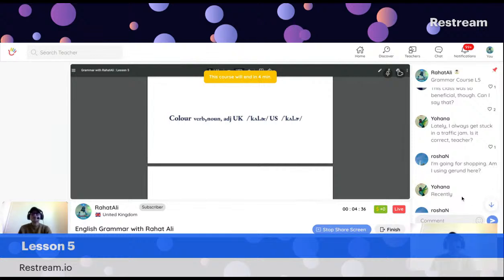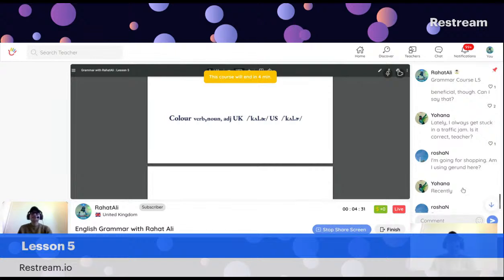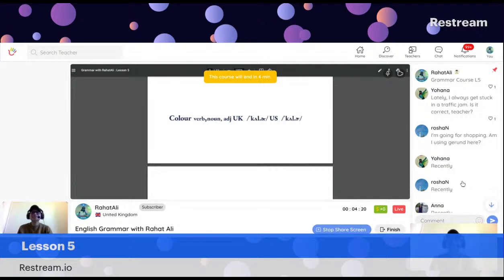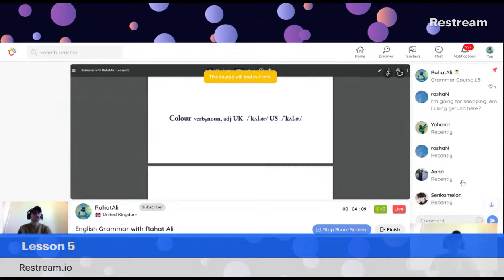I'm going for shopping. Am I using gerund here? No, there is no gerund here. Here, going is a progressive or continuous form. Shopping is a noun. But sometimes some people say that shopping can be used as gerund because shop is a verb, and shopping is the noun form of shop. Like, do you like shopping? Look, this one is obviously gerund. Do you like shopping? I don't like shopping. I like marketing, for example.